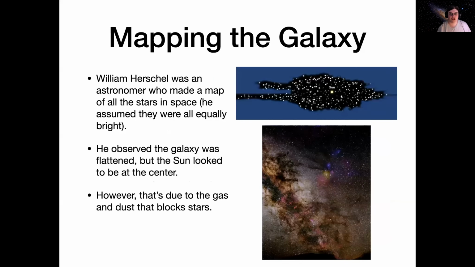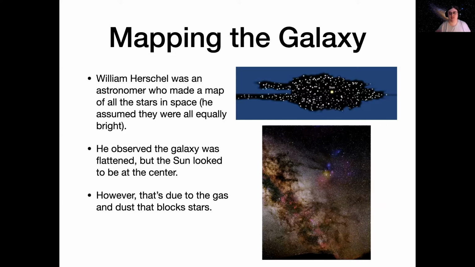So the first person to try was a fellow named William Herschel. He's most famous for discovering Uranus. And his reasoning was, okay, I'll just assume all the stars are the same luminosity, so the fainter ones are just farther away from us. And I'll use that to make a kind of map. And he got something like the blob on the top.